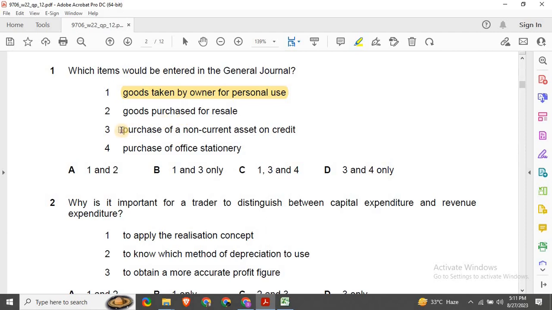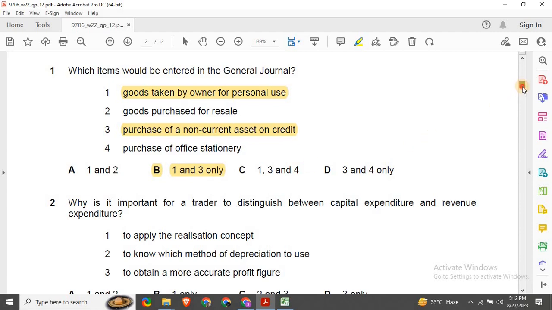Again, this is a purchase of non-current assets and it is not a cash transaction, so it will be recorded in the general journal. Last one is purchase of office stationery, which is a cash transaction, so it will not be recorded in the general journal. So the correct option here is 1 and 3, which is option B.